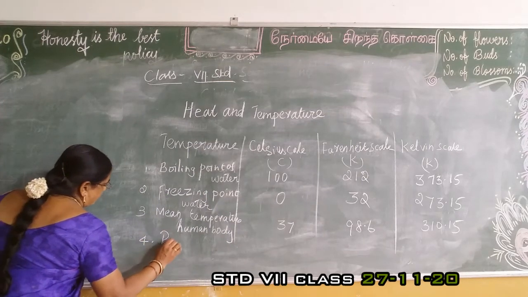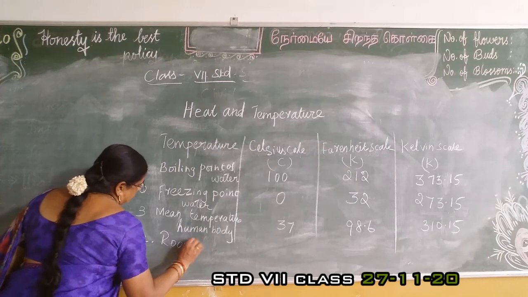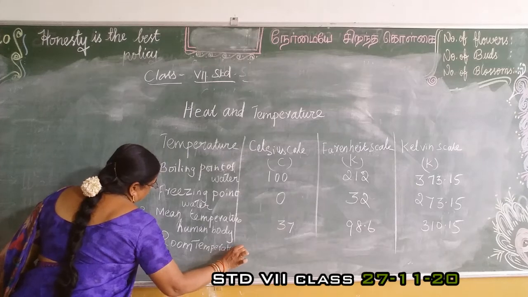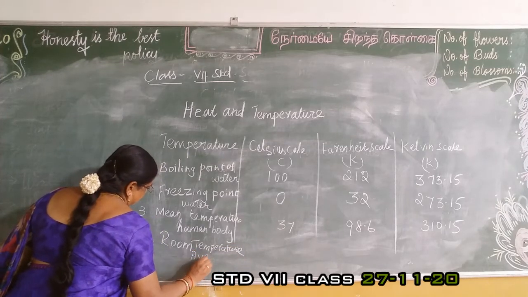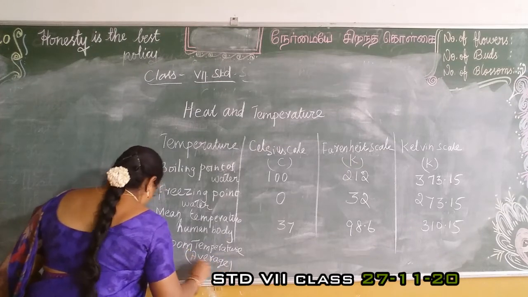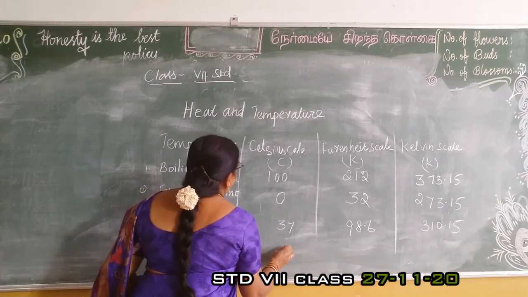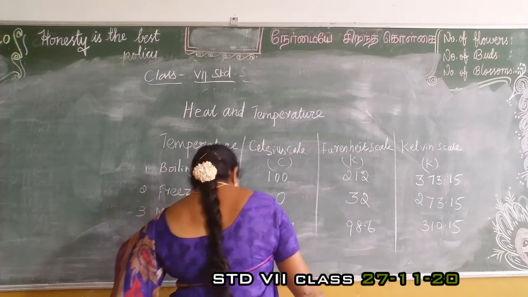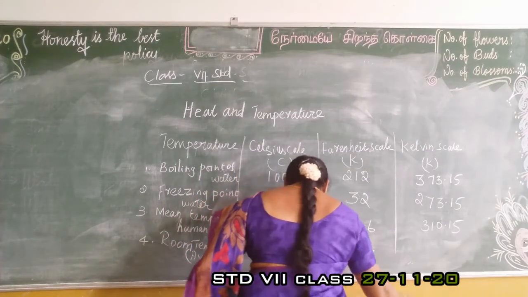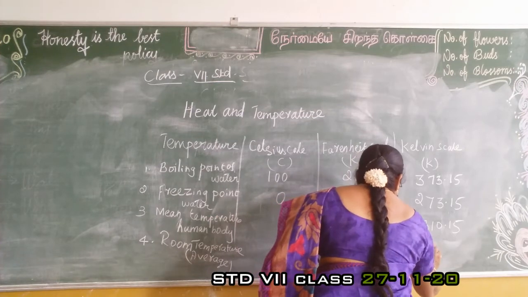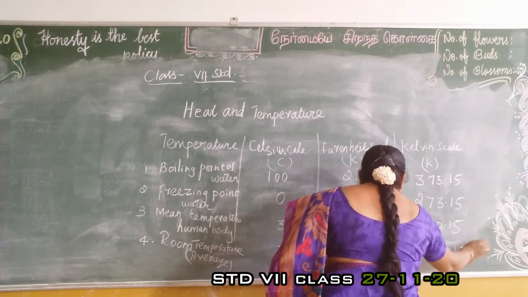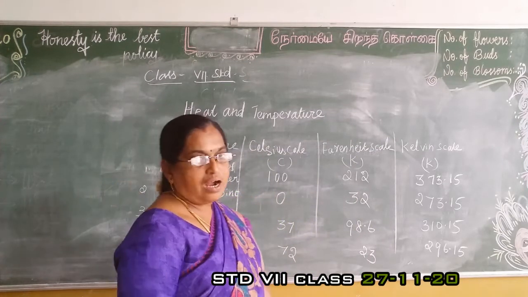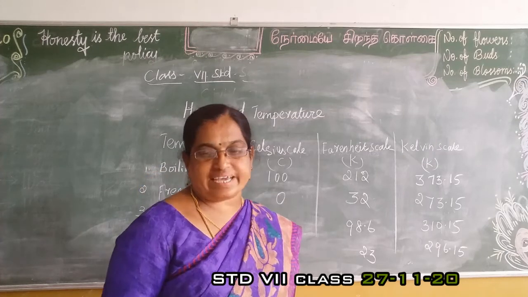The fourth one is the average room temperature. Room temperature on average in the Celsius scale is 72 degrees Celsius and in the Fahrenheit scale 23 degrees Fahrenheit. In the Kelvin scale, 296.15. This is the temperature table for the Celsius scale, Fahrenheit scale and Kelvin scale.